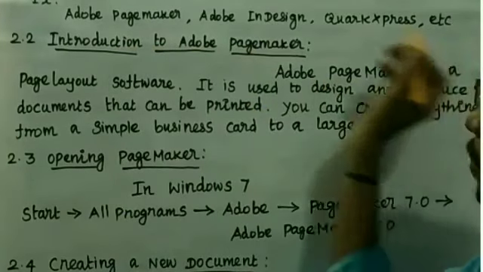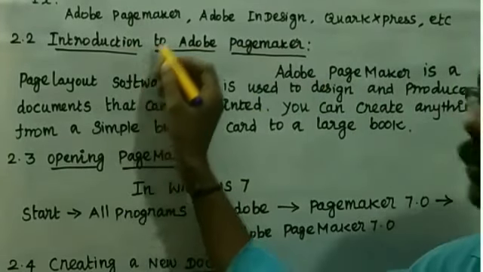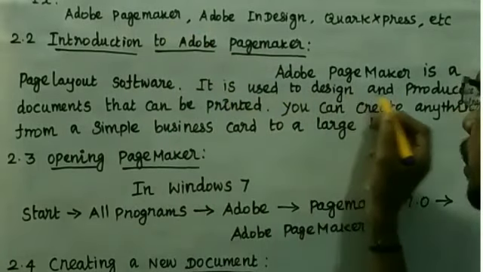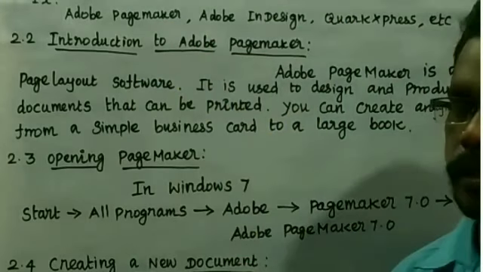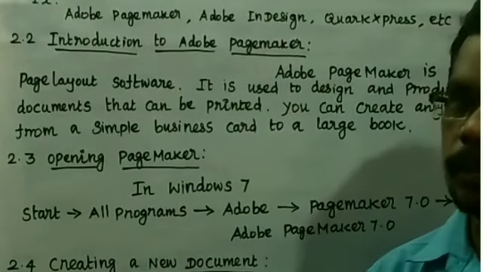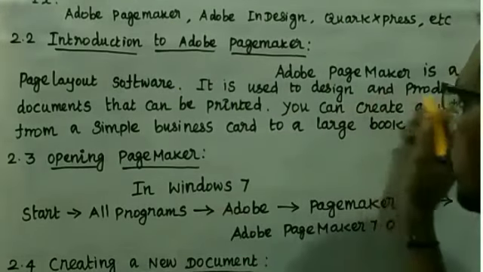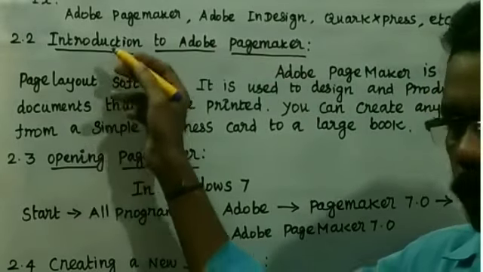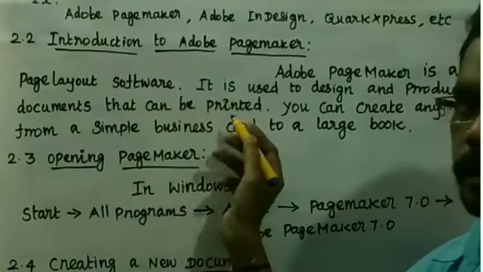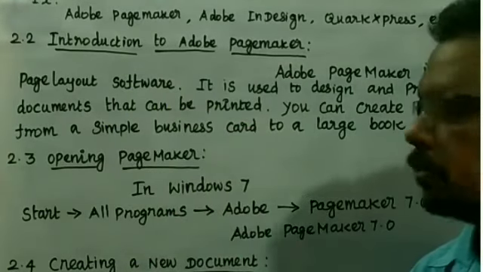Okay, then next topic, introduction to Adobe PageMaker. Adobe PageMaker is page layout software. Already I told you, it is used to design and produce documents that can be printed. For example, we can create a newspaper design and produce a document. Document means, as I already told you, something that can be printed. Finally we have to take a print.